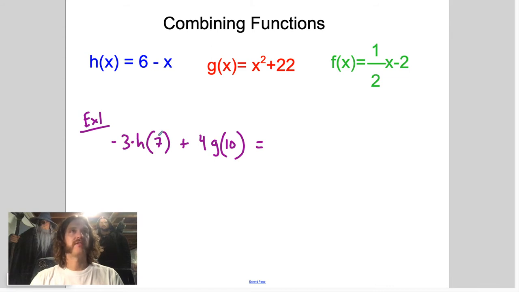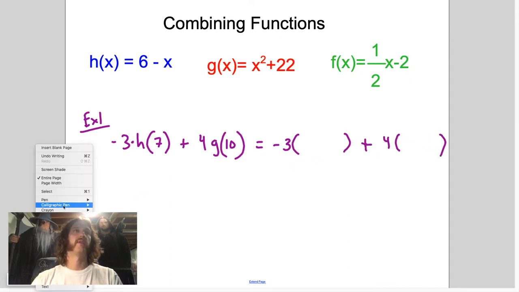We can't do -3 times h of 7 because we don't know what h of 7 is yet. And we can't do 4 times g of 10 because we don't know what g of 10 is yet. So I'm going to write this basic shell out. It's -3 times some number, plus 4 times some number.